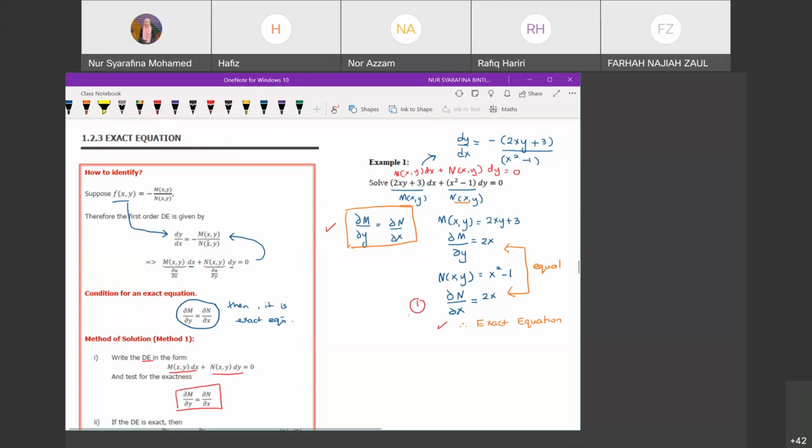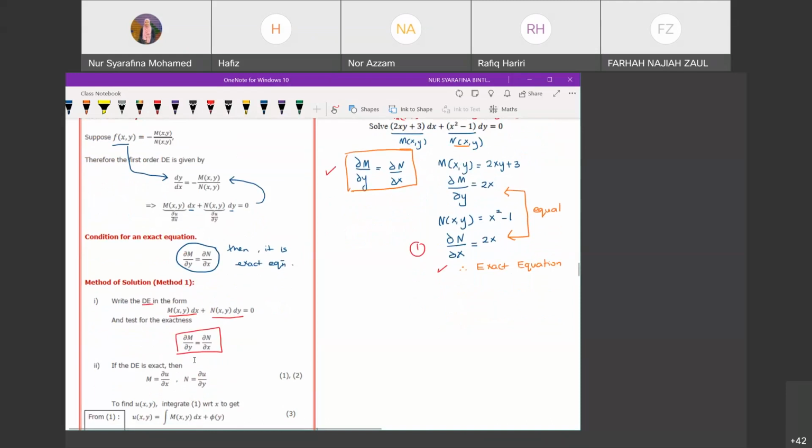Okay, second step, if the equation is exact, then M equals del u del x, N equals del u del y. So second step, M equals del u del x, N equals del u del y. So from here, from the question, your del u del x equals 2xy plus 3. Del u del y equals N, which is x squared minus 1. Okay, so this is your second step.